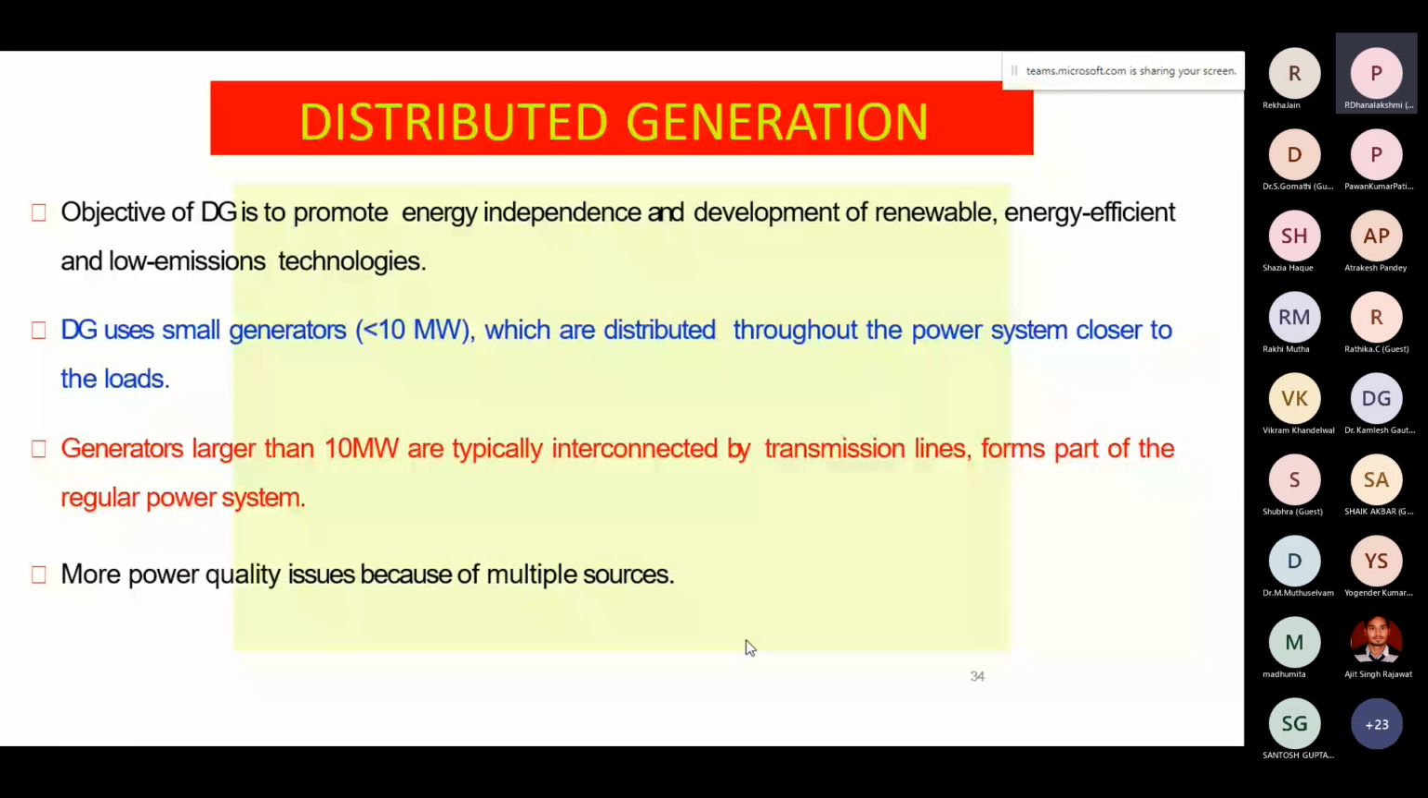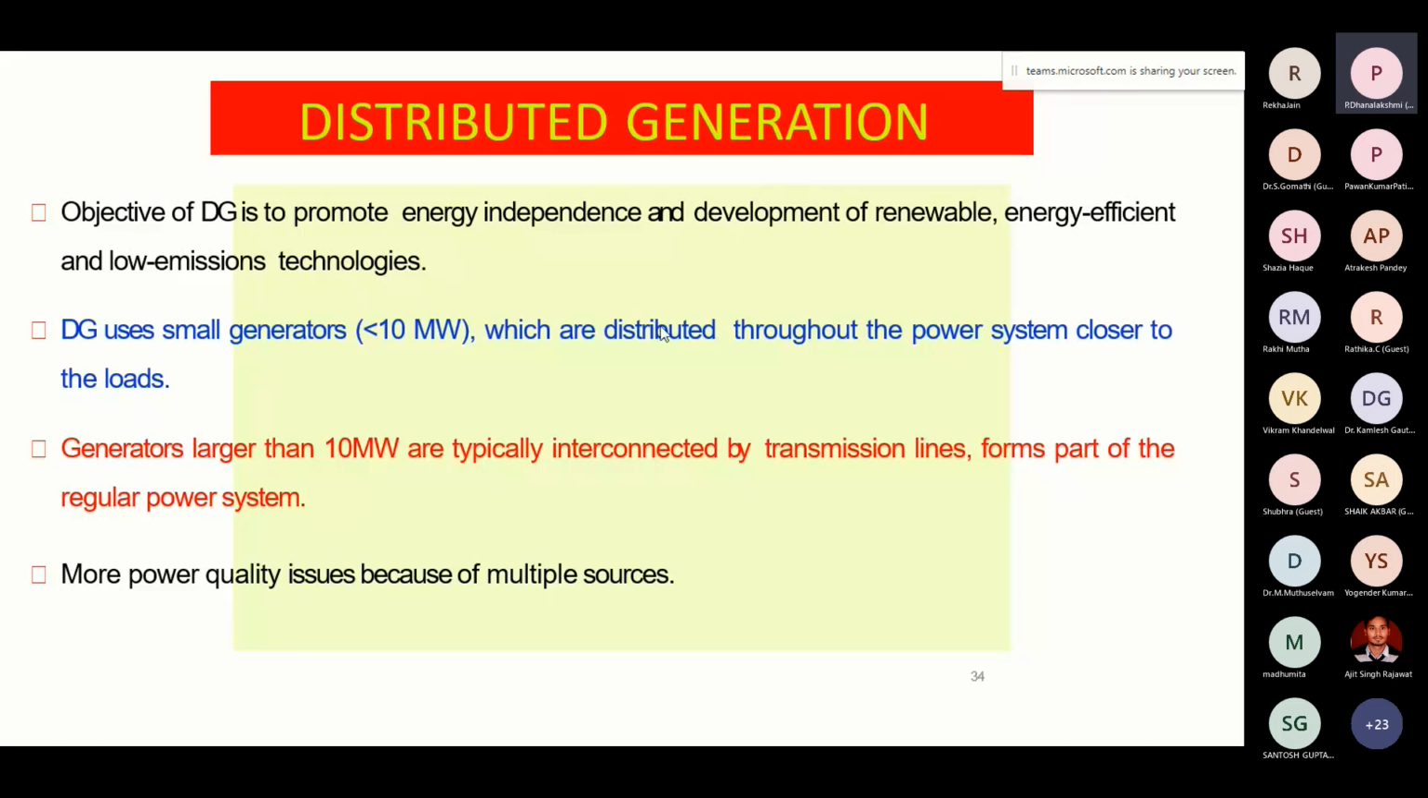So as I told, based on the generating capacities of these DGs, they can be integrated into the power system network at different levels. So DGs particularly of capacity less than 10 megawatts can be integrated into the system closer to the loads. That is, you can say, at the distribution level directly, closer to the loads. Whereas if DGs are of capacity greater than 10 megawatts, then these DGs are typically connected at the transmission line level, and they form part of the regular power system.